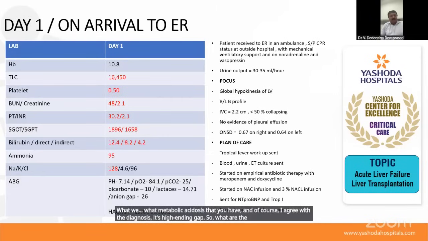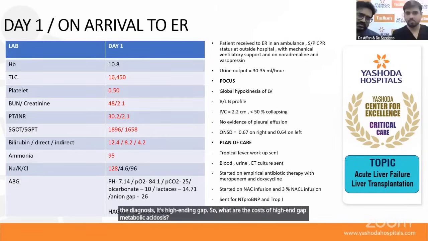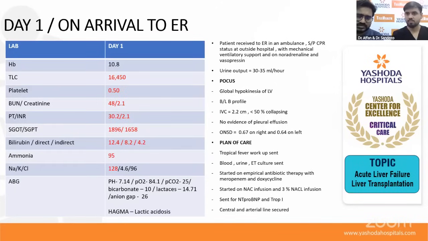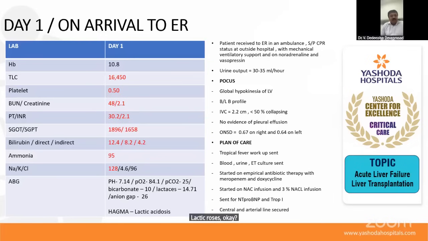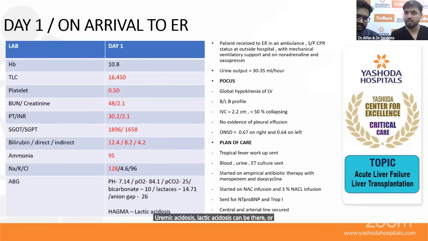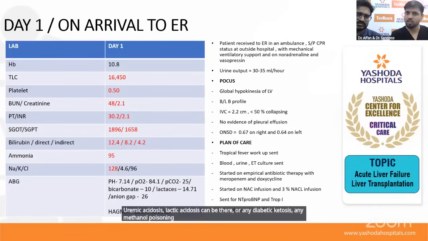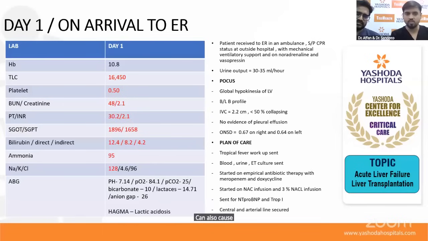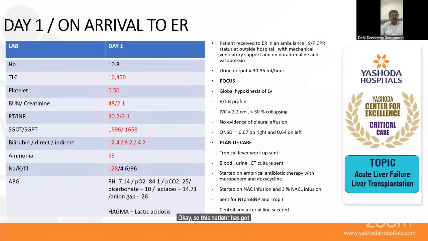So what is the cause of high anion gap metabolic acidosis? Lactic acidosis. Lactic acidosis, okay. Then? Uremic acidosis, lactic acidosis can be there, or any diabetic ketoacidosis, any methanol poisoning, ethanol poisoning can also cause it. Sometimes metformin drug toxicity is associated with lactic acidosis. Linezolid drug toxicity is associated with lactic acidosis. Okay, so this patient has got lactic acidosis as well as renal failure. So both of it could have contributed to the high anion gap metabolic acidosis.